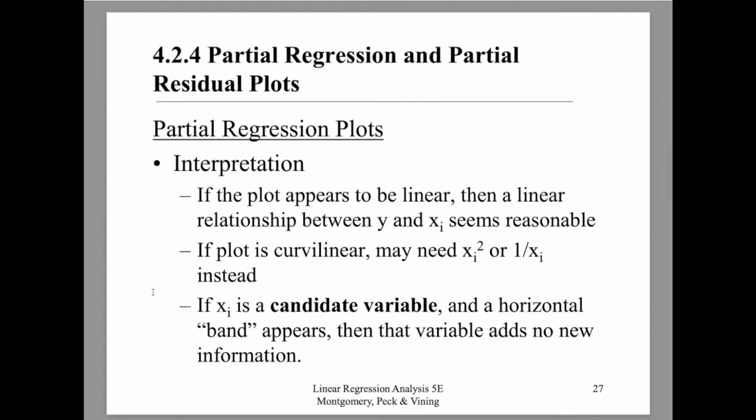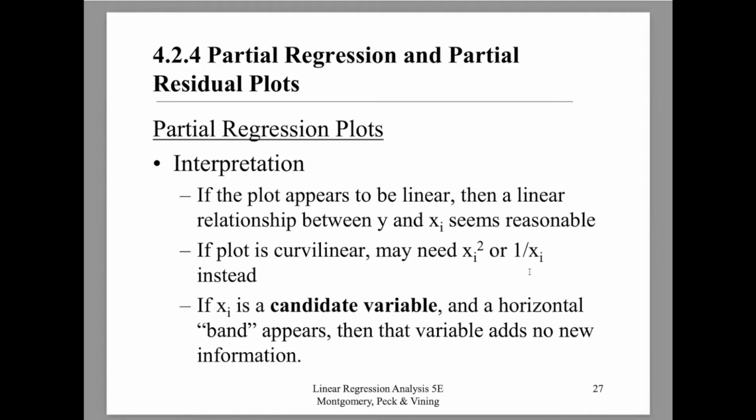And so as we see here, the interpretation of a partial residual plot: if the plot appears to be linear, then a linear relationship exists between y and x sub I, or at least it's reasonable that would be the case. And so we would want to then include x sub I in the model. If the plot is curvilinear, we may need a quadratic term for that particular explanatory variable, or some other form. For example, 1 over x sub I would give us a curve as well.